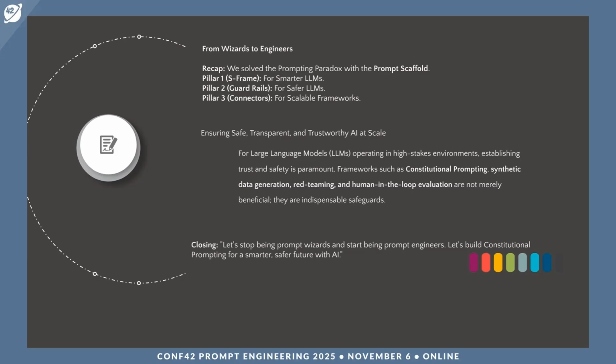And after the pillars, we have learned about constitutional prompting, systematic data generation, red teaming, which is ethical hacking, and human in the loop evaluation criteria. All this needs to be done to ensure safe, transparent, and trustworthy AI at scale. But at closing, the third point: let's stop being prompt wizards and start being prompt engineers. Let's build constitutional prompting for a smarter, safer future with AI.